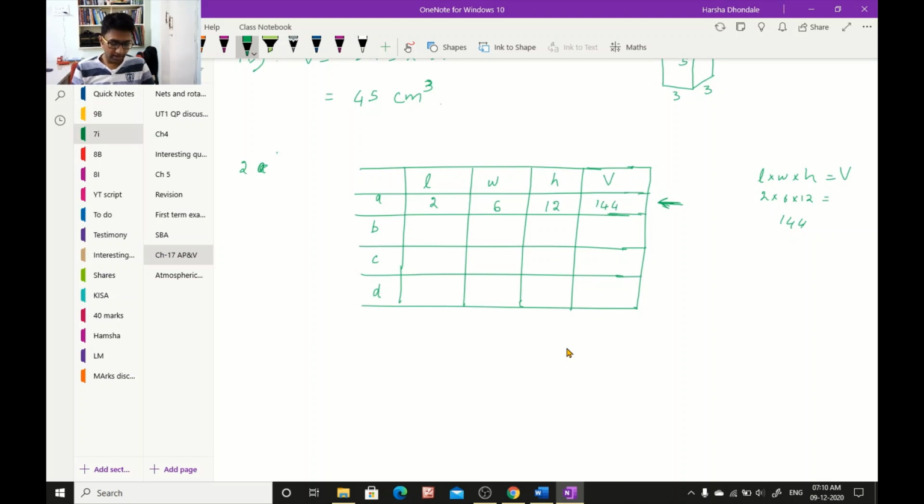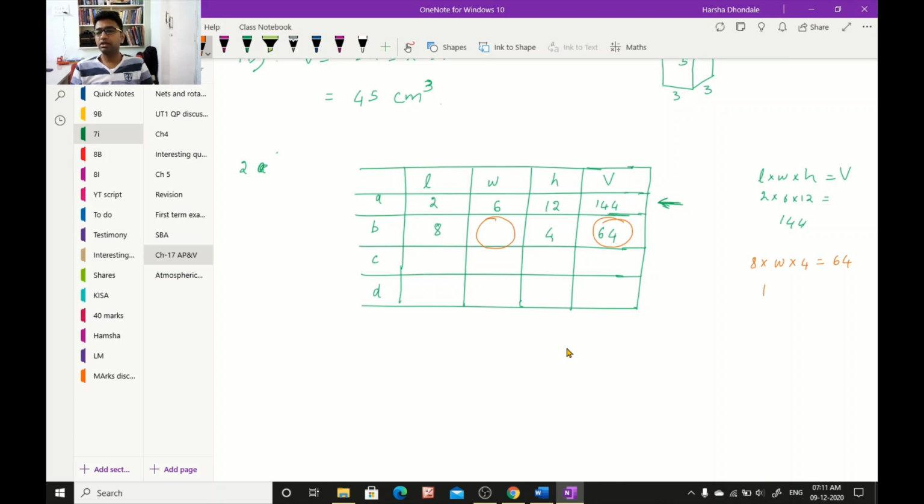And then B, he gives you length 8, width he does not give, and then height is given as 4 and the volume is 64. I need to fill this cell that is empty. So I know that length into width into height is volume, which is 8 into width into height equals 64. How do I know it is 64? It's already given. You have 64 over here.